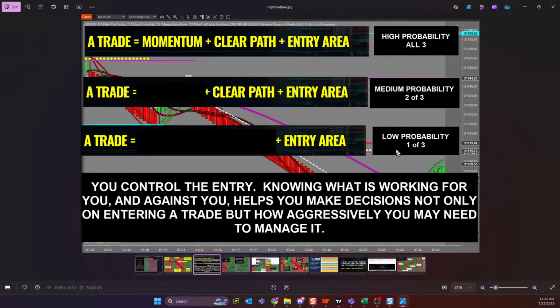But because you're in control of the entry, because you make the choice to enter, when you know what's working for you, and even more so when you know what's working against you, you can decide whether or not you're willing to enter that trade. And when you know something good is gone, you can manage that trade a little more assertively.